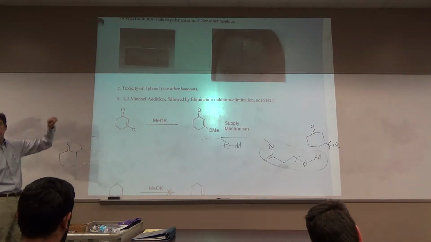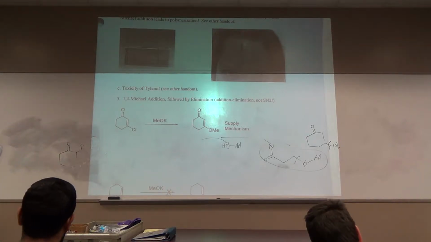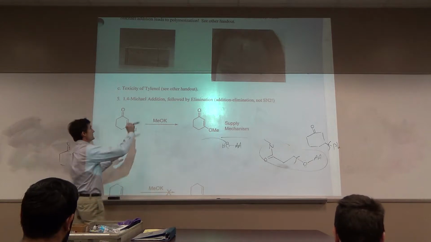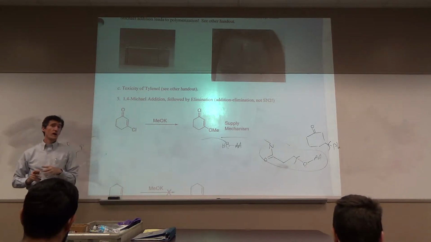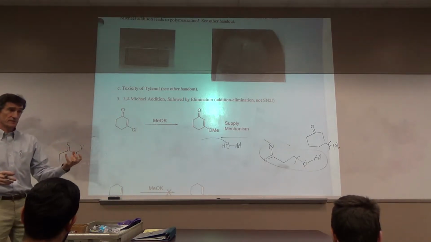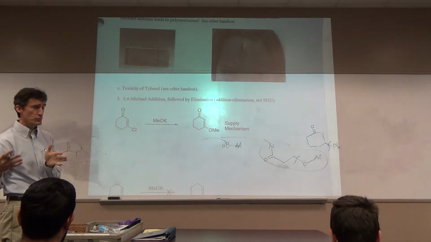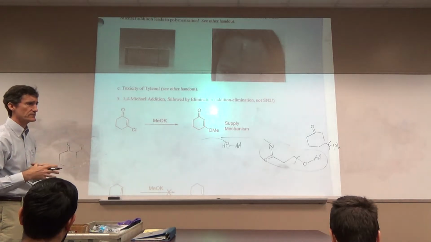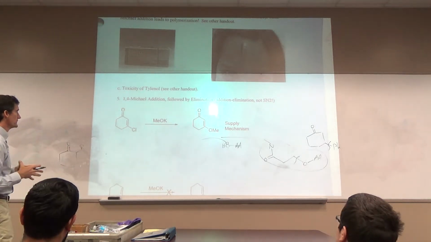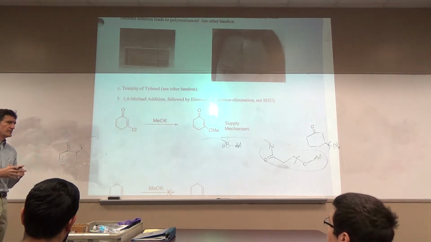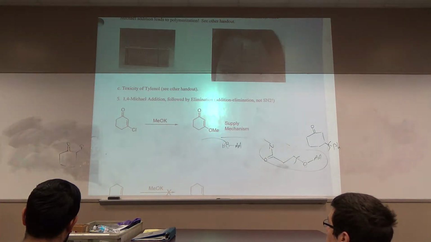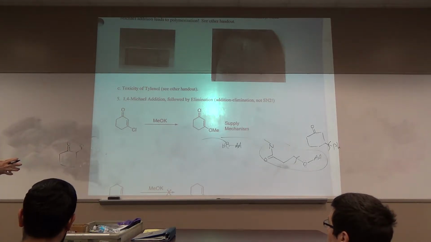Okay, also toxicity of Tylenol. Please look at that in the white handout. Tylenol, if you take too much, can be toxic. The reason why is because the Tylenol, the acetaminophen, is converted to a toxic molecule. Tylenol itself is not that toxic, but the metabolite is. The metabolite is toxic because it's an alpha-beta unsaturated carbonyl compound, and enzymes in your liver start reacting with it, and that turns out to be bad.